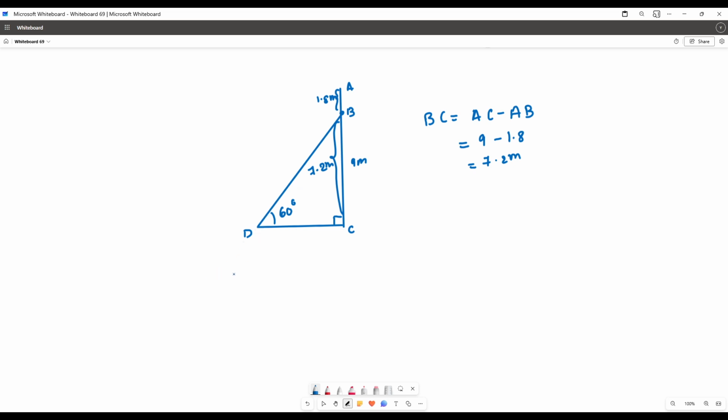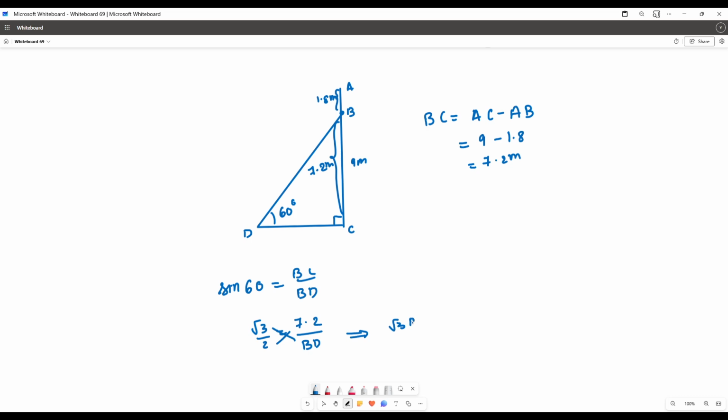If you want to find the length of BD, which is the length of the ladder, BD is the hypotenuse. The trigonometric ratio which has the opposite side and hypotenuse is sine. Therefore, sine 60 is equal to BC by BD, the opposite side by hypotenuse. Sine 60 is equal to root 3 by 2, which is equal to BC, which is 7.2, divided by BD, which we need to find. Next, let's cross multiply both of them.